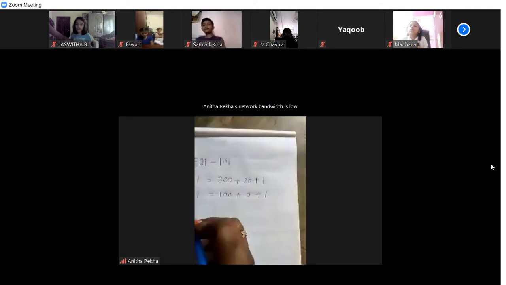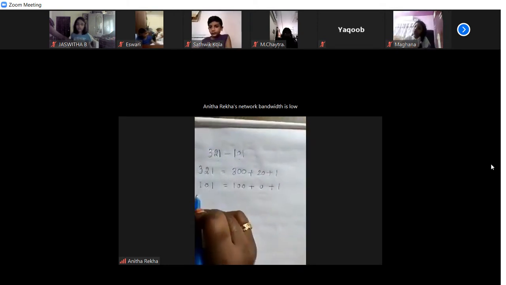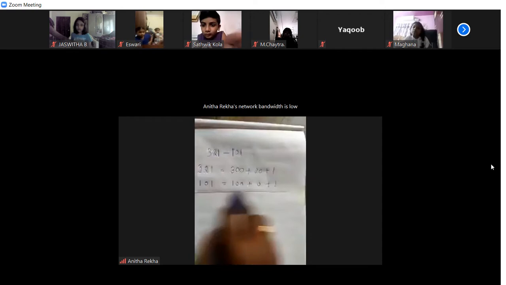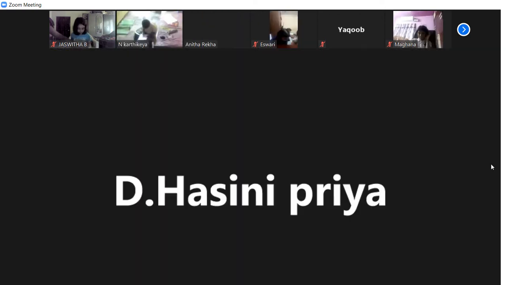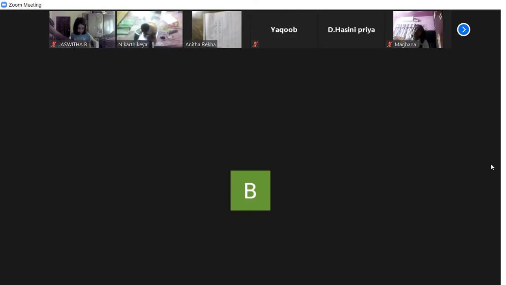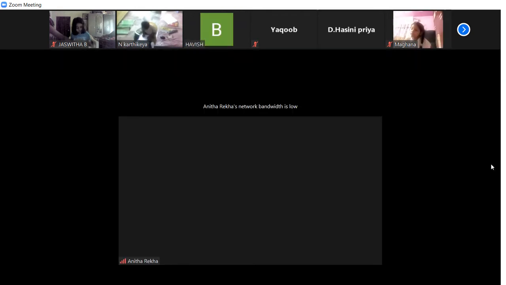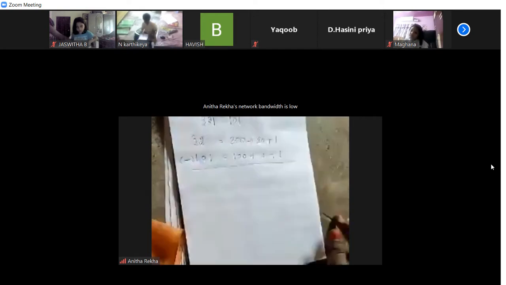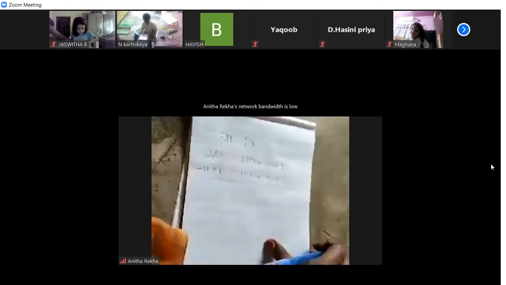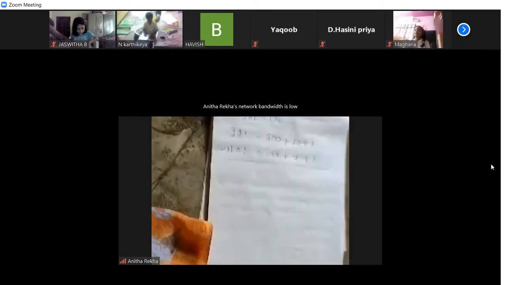Now all of you, after writing expanded forms, draw a big line like this. After drawing, children, you have to put minus here. As we are doing subtraction, put minus. You have to put one minus here.